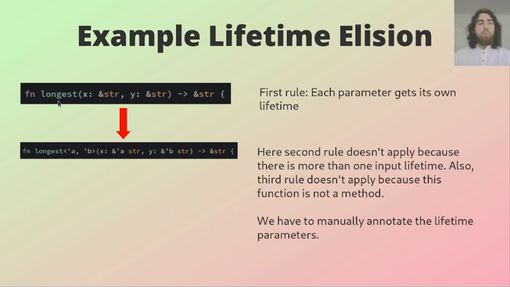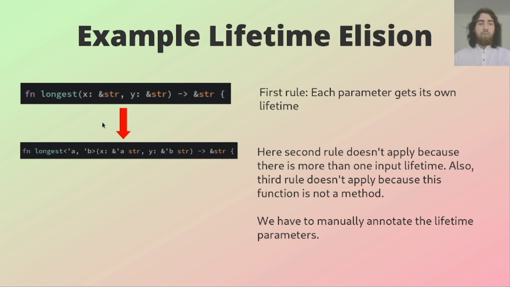So let's see this example. We have the function longest that takes two references as arguments, okay? And it returns one reference. First rule, each parameter gets its own lifetime. So the compiler will come and annotate 'a and 'b. Each reference gets its own lifetime, all right? Here the second rule doesn't apply because there is more than one input lifetime. Also, the third rule doesn't apply because this function is not a method. We now have to manually annotate the lifetime parameters.